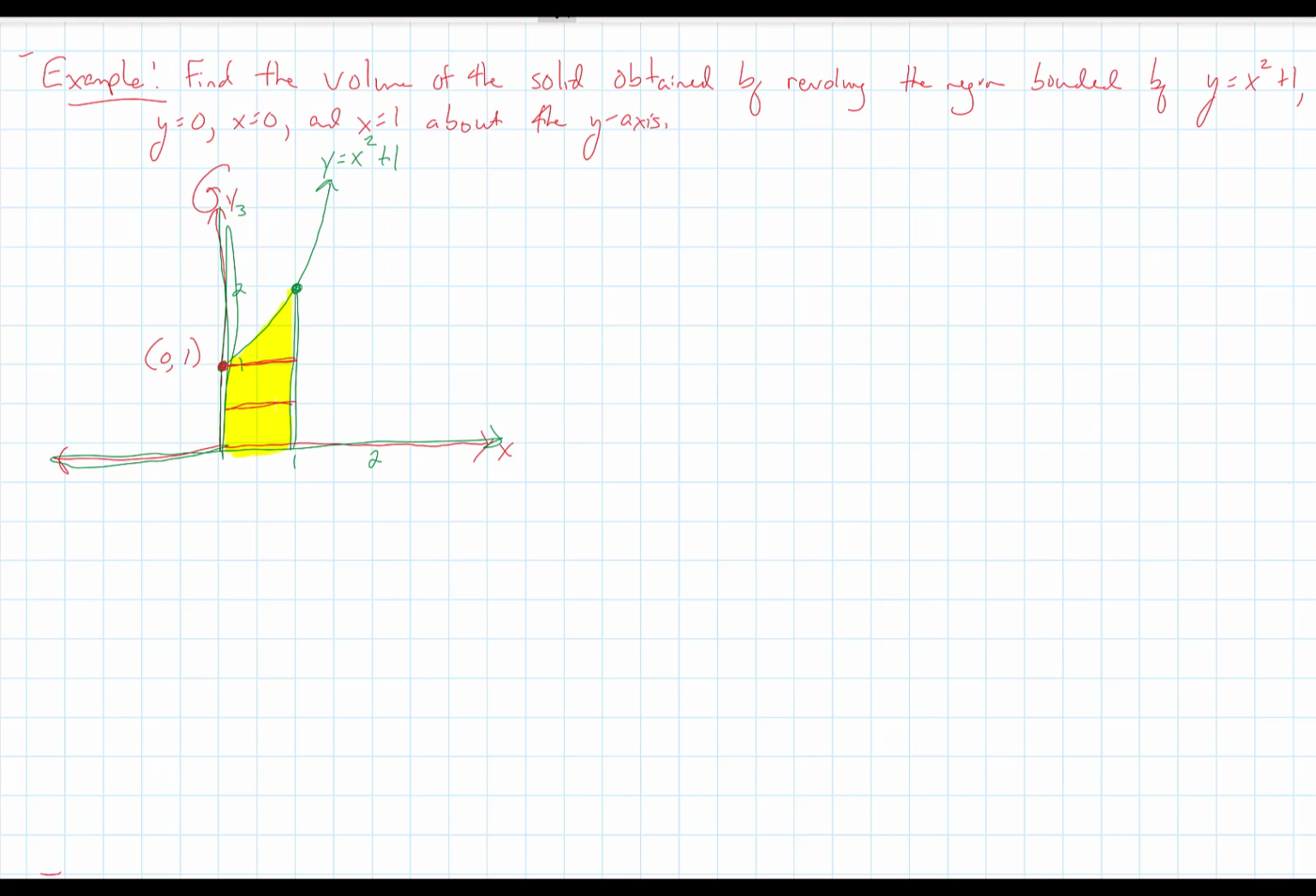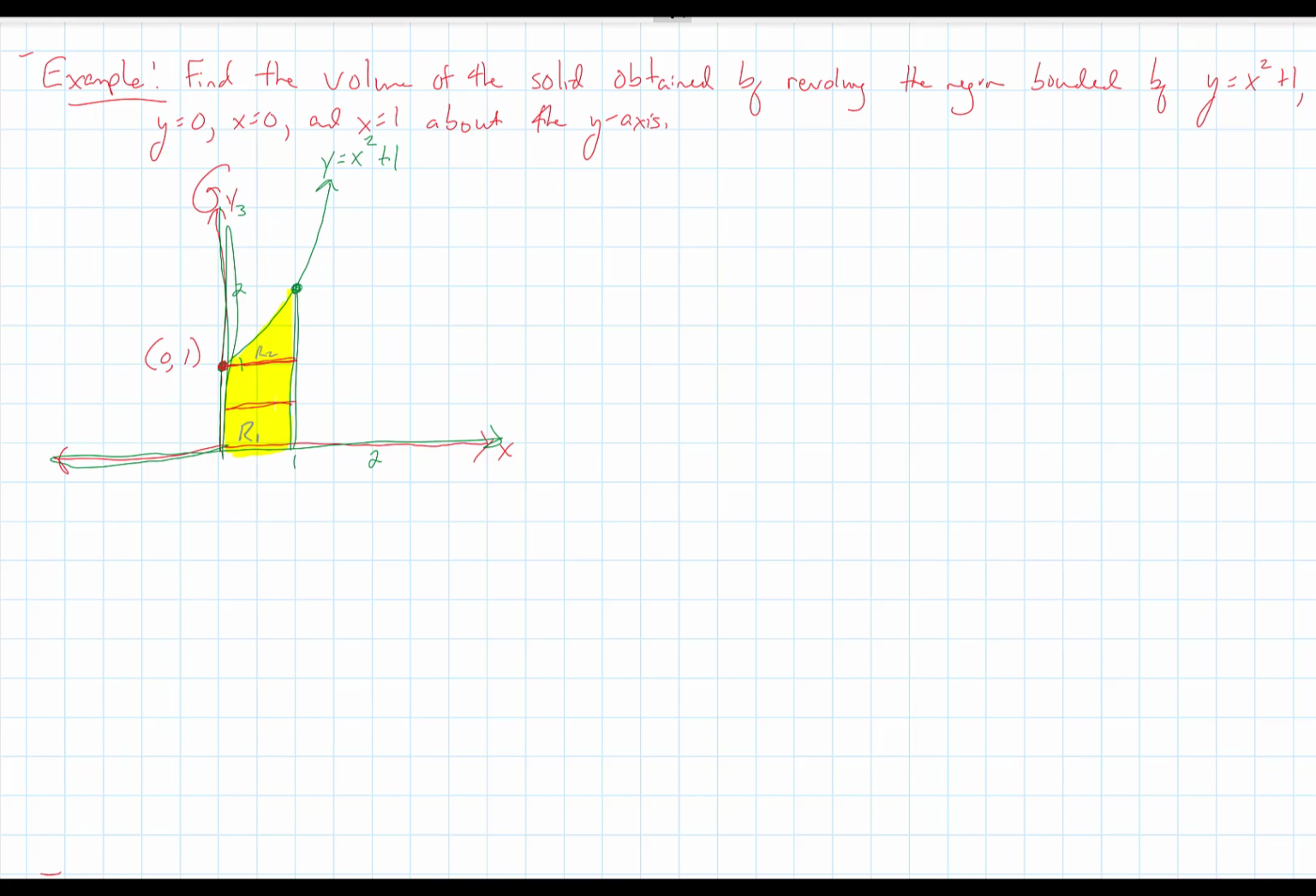So I'm going to call these two separate regions. I'm going to call this lower region R1, and I'm going to call the upper region R2, since we know we have two separate regions. So let's deal with each one separately, right? Our total volume is just going to be the sum of the two volumes.